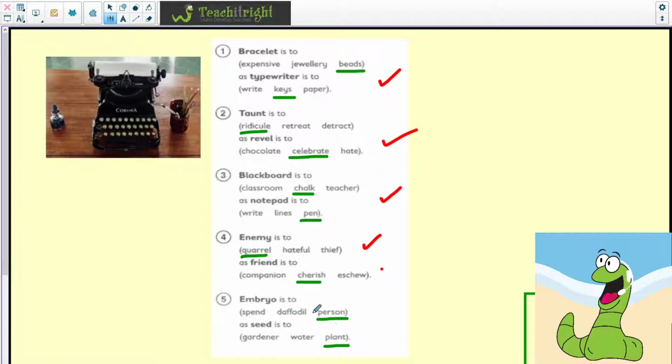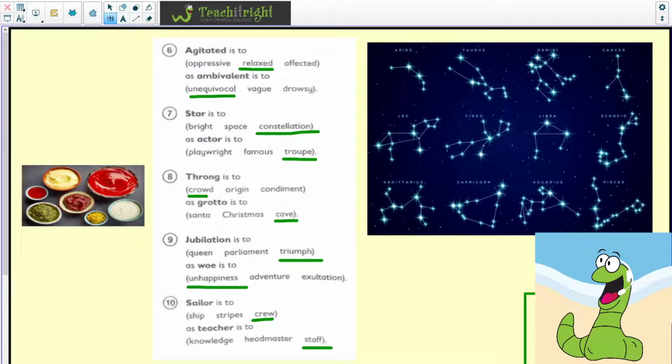And then we've got embryo to person. So an embryo is kind of what we start as before we become a person. And then these are the things that grow into the next item. So seed obviously grows into a plant. So embryo is to person as seed is to plant. Let's have a look at the second set.